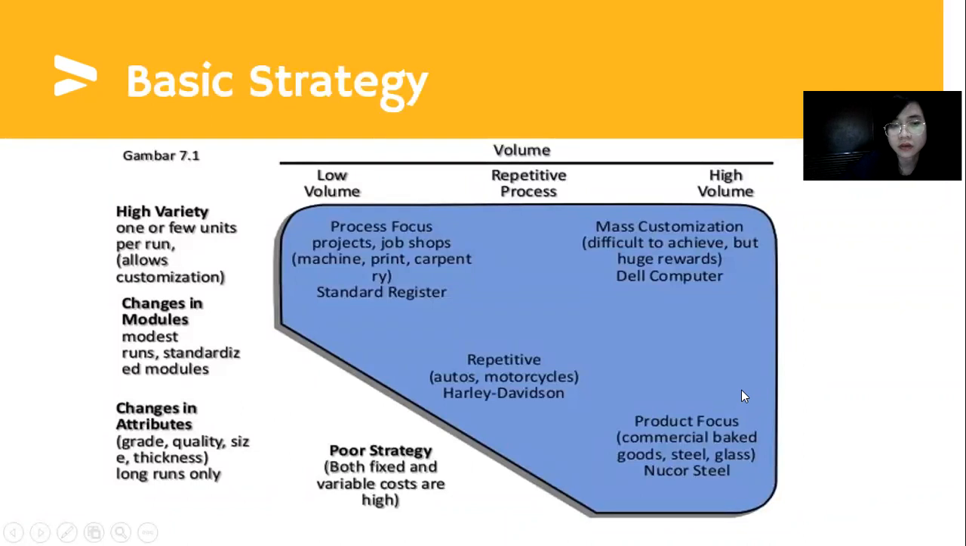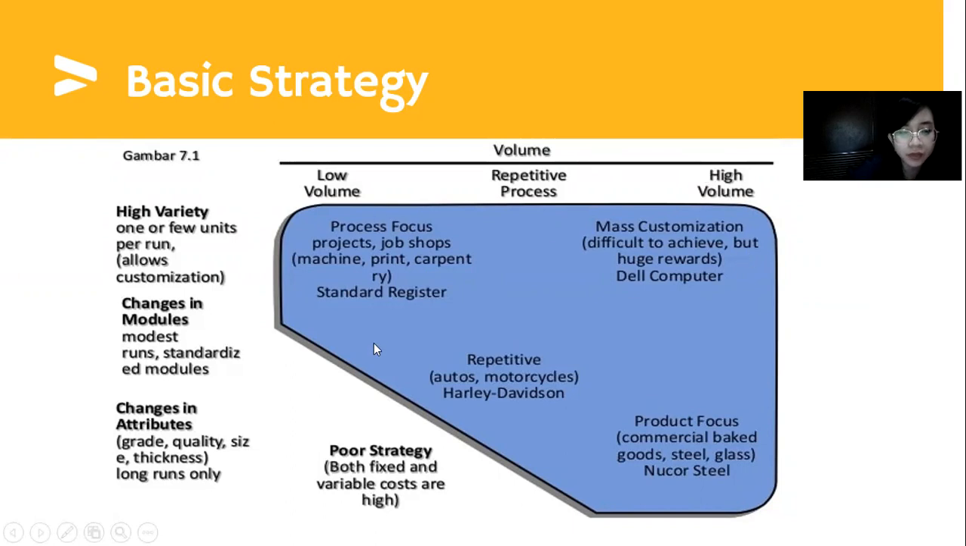Okay, you could look at this picture. This picture is basic strategy. The two attributes of volume and variety of the output produced, using only 2 dimensions, allow us to draw a nice picture. Here we have volume on the x-axis and variety on the y-axis.